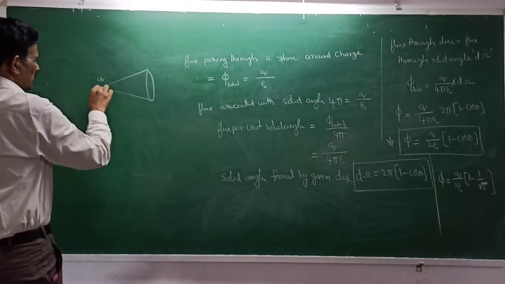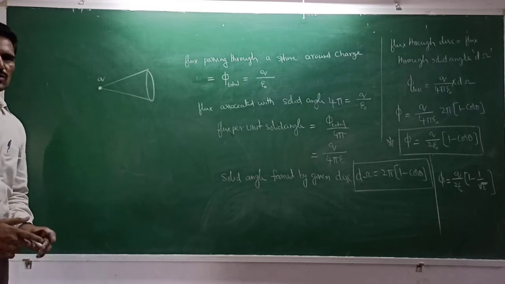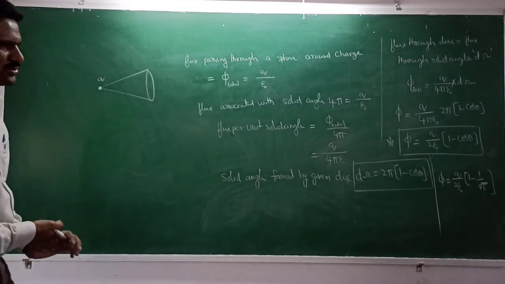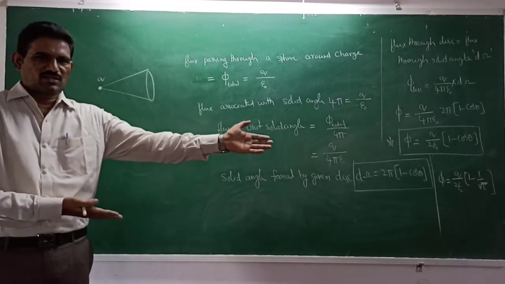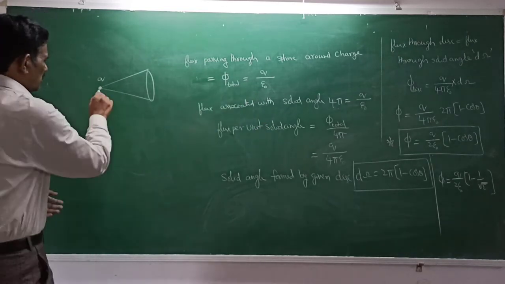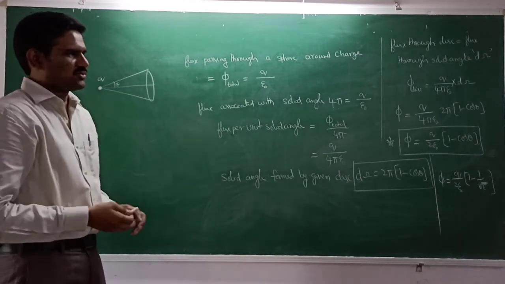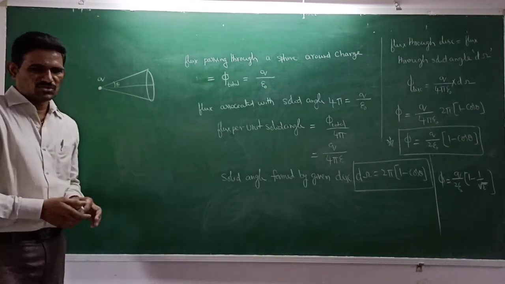A charge is placed at the vertex of this cone here. Then what is the flux passing through this cone? The flux passing through the cone is nothing but our given problem only. You can answer this as q by 2 epsilon naught into 1 minus cos theta, where theta is nothing but this angle, the half vertex angle or semi vertex angle. That means the same question they may ask like this.